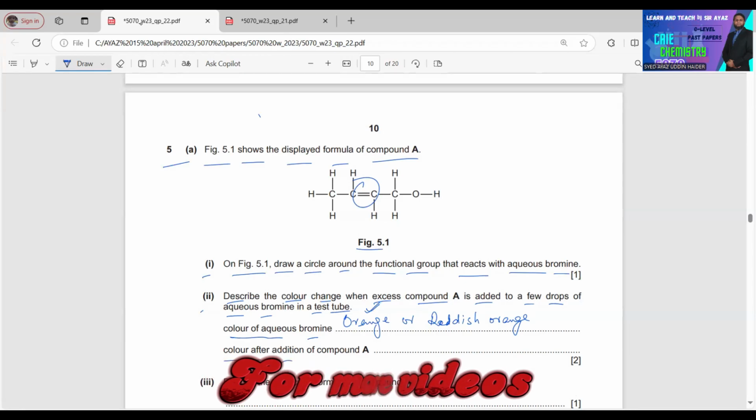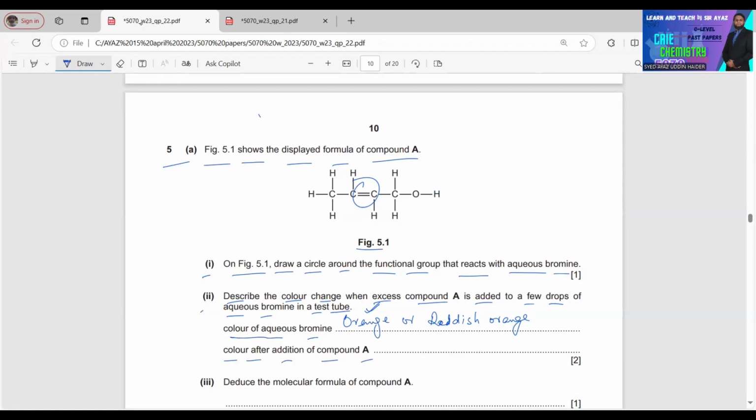Color after addition of compound A. So it must be decolorized or colorless.